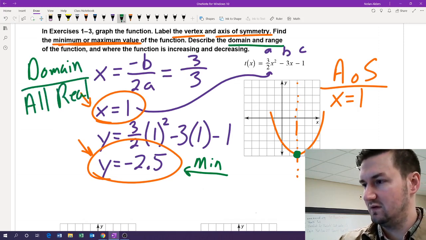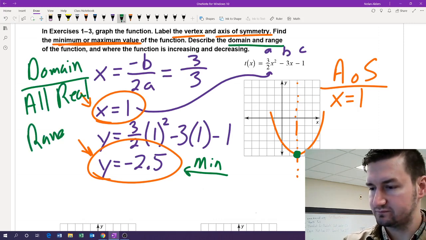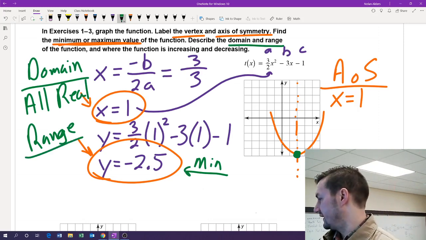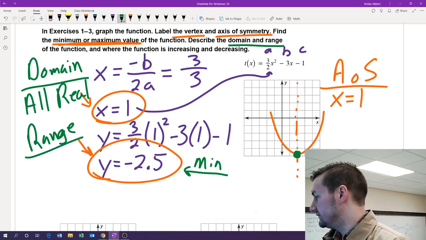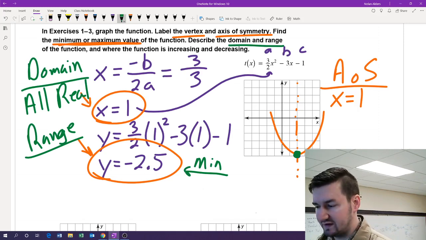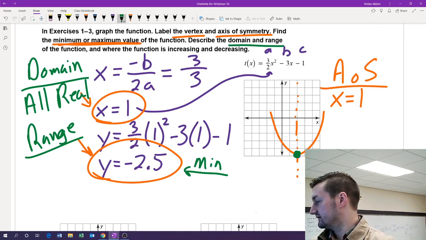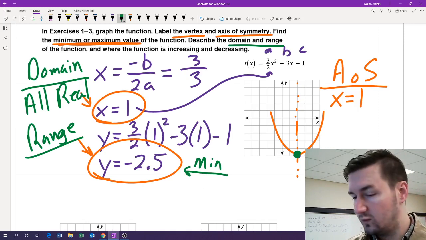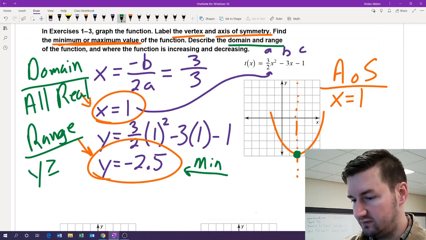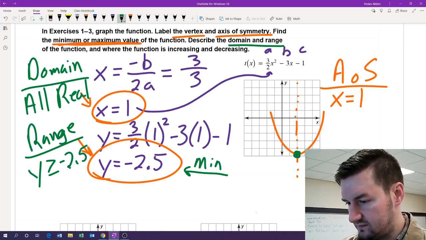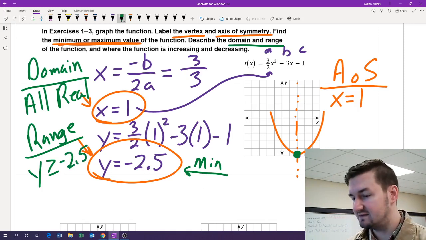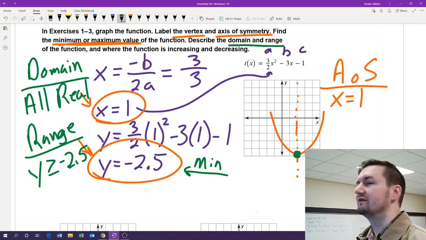All right. But our range, in this case, notice that our quadratic function doesn't go below y equals negative 2.5, right? That vertex is the lowest point it goes, and then it goes up from there. So our range is going to have to be y greater than or equal to negative 2.5. Again, we're getting that from the vertex.